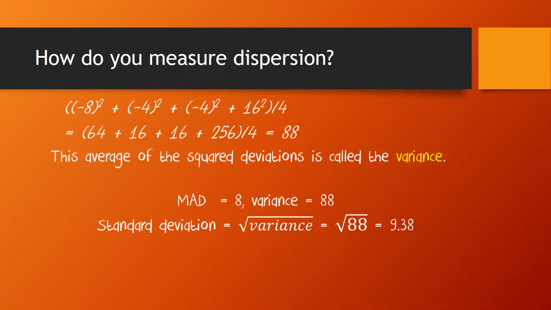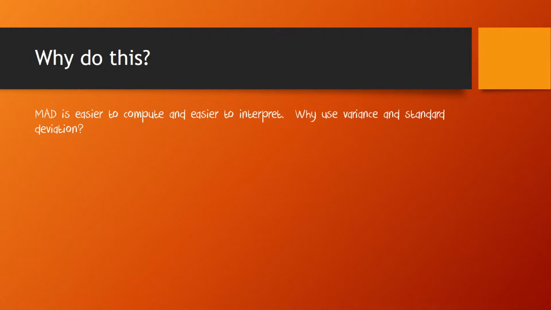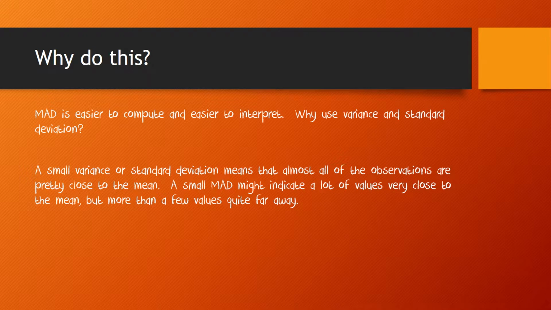And MAD is certainly the easiest to interpret, and it's the easiest one to compute. So it raises the question of why do this other stuff? Well, there are two big reasons, and one is that we often care about consistency of observations. If you get a small variance or standard deviation, it means that almost all the observations are pretty darn close to the mean. But a small MAD can come up when you have lots of values close to the mean, but a few that are really quite far away. We just saw that observations pretty far away from the mean cause a much greater increase in the variance.